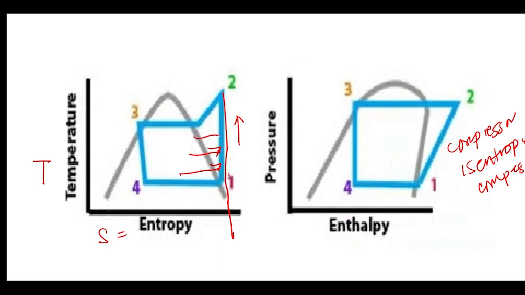From 1 to 2, the temperature is increasing, and that is very obvious because from 1 to 2, you are compressing. So the temperature is increasing, and the pressure is also increasing. Here, entropy is constant, and you can see that in the TS diagram, where temperature is vertical. So these points are constant.